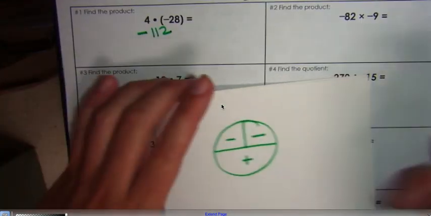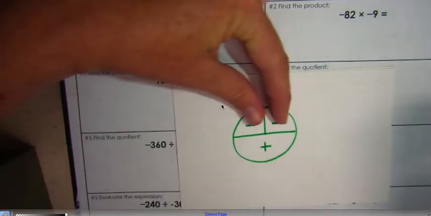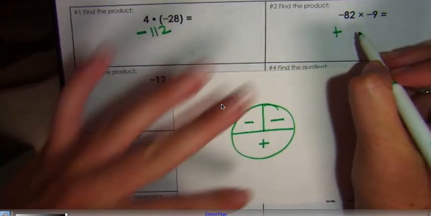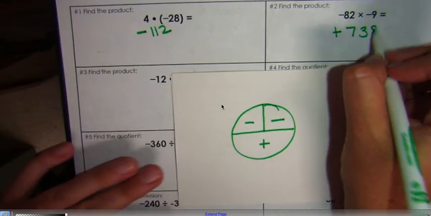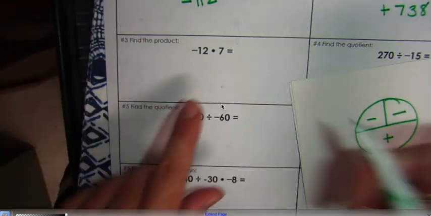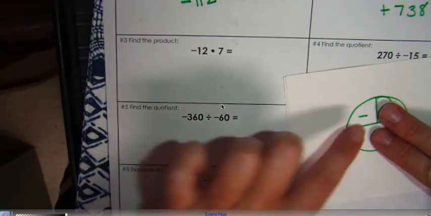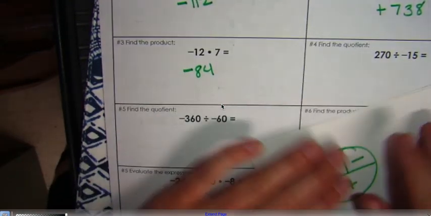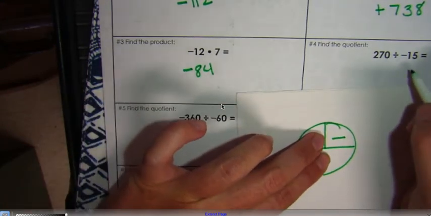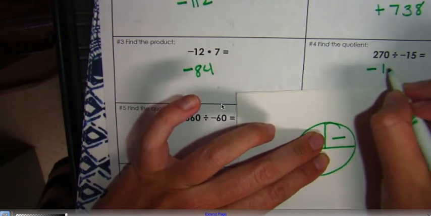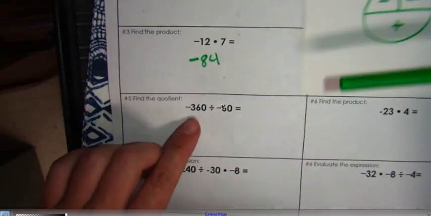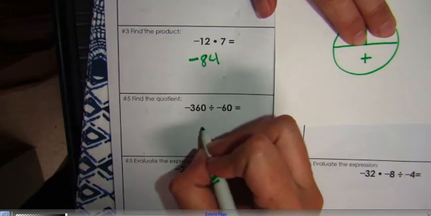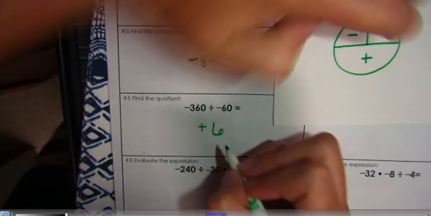So over here, we have two negatives. So I cover my two negatives, so I know my answer has to be positive. And it's going to be positive 738. All right, two different signs. Cover it up. We know my answer has to be negative. It's going to be negative 84. Different signs. Cover it up. You know we have negative 18. All right, we have same signs, so both negatives. Cover that up. Positive 6.